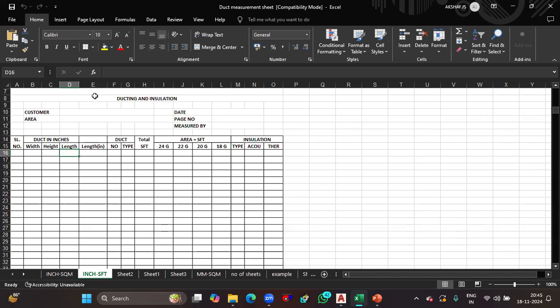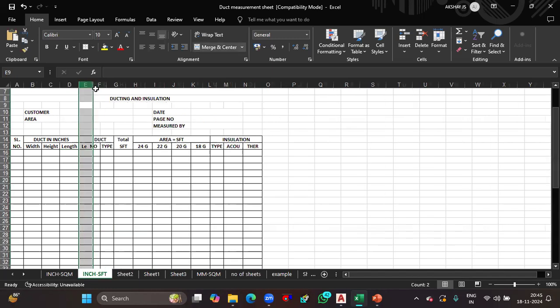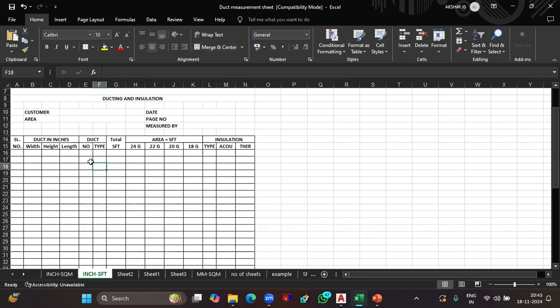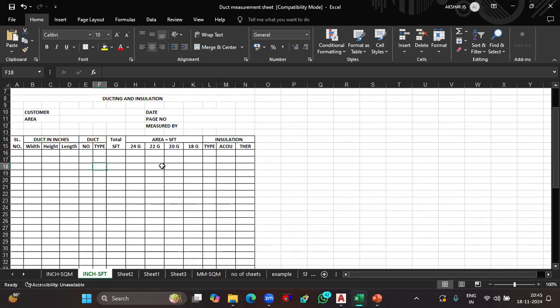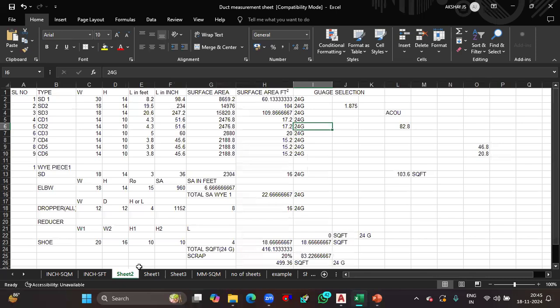Okay, however, I've added a column randomly right here. No need to do that stuff. Then duct, that means type of duct, if it is a straight duct, branch duct, collar duct, similarly, that's it. Then this is the surface area, and which kind of gauge I need to use according to the consideration that we've already looked through in those slides itself. Okay, let's discuss how to do that stuff.